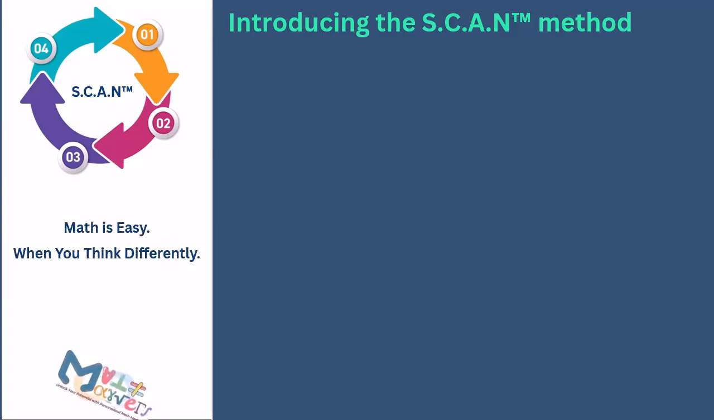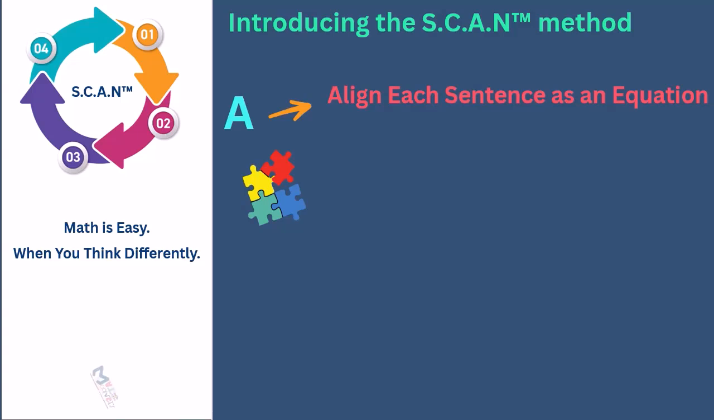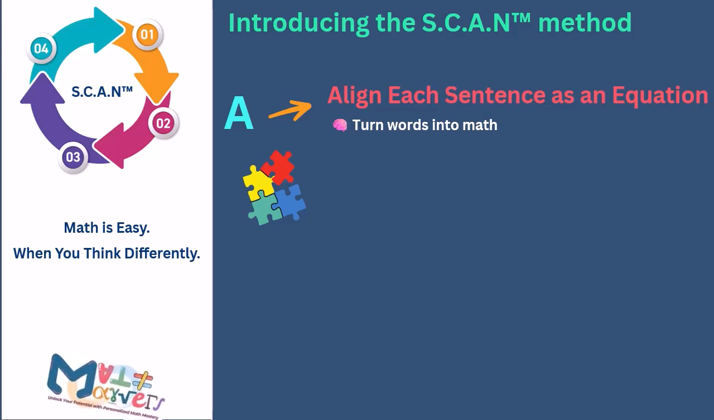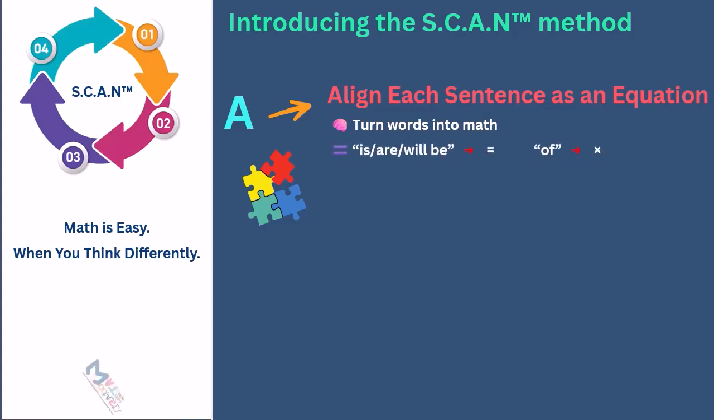Now let's move to the next two steps of the S.C.A.N strategy. A is for align each sentence as an equation. This is where you translate the story into equations, one sentence at a time. Whenever you see phrases like is, are, or will be, think of the equal sign. Words like of usually mean multiplication. More than or less than usually point to addition or subtraction. It's not magic, it's pattern spotting.